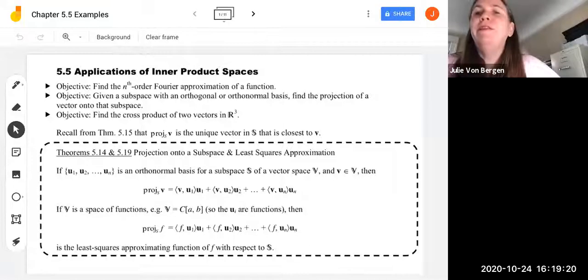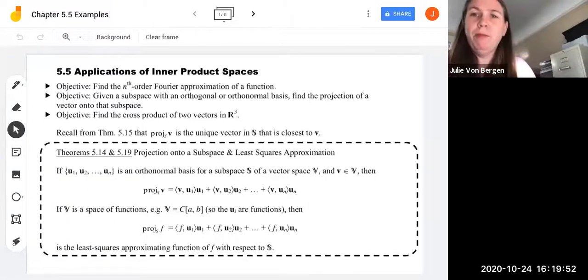In this video, we continue with Chapter 5, studying Section 5.5, Applications of Inner Product Spaces. Our learning objectives for this video and the next are to find the nth order Fourier approximation of a function, to find, given a subspace with an orthogonal or orthonormal basis, the projection of a vector onto that subspace, and to find the cross product of two vectors in R3. So we will look at cross product in the second video.